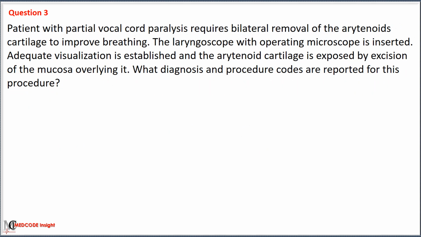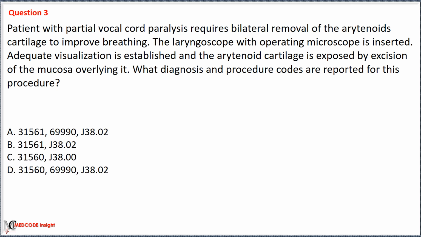Patient with partial vocal cord paralysis requires bilateral removal of arytenoid cartilage to improve breathing. The laryngoscope with operating microscope is inserted. Adequate visualization is established and arytenoid cartilage is exposed by excision of the mucosa overlying it. What diagnosis and procedure codes are reported for this procedure?